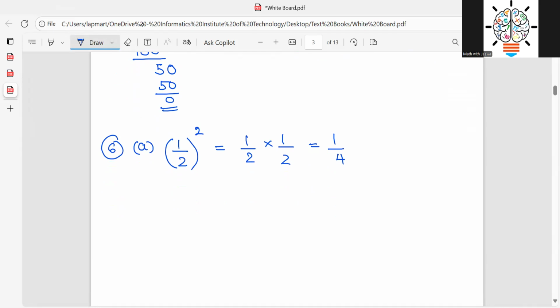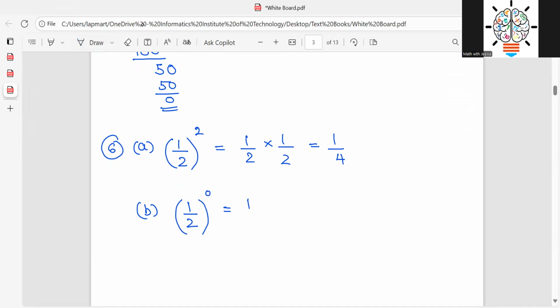Right, so then the second one, 1/2 to the power 0. I told you, don't worry about the base. If they have given the index 0, always my answer will be 1.